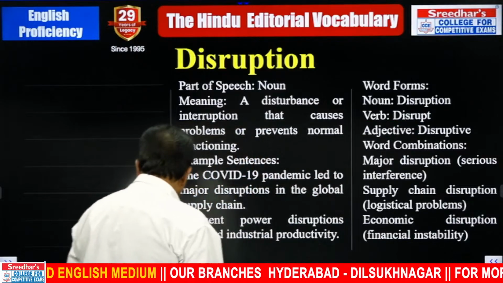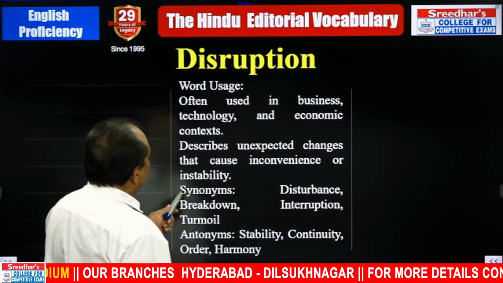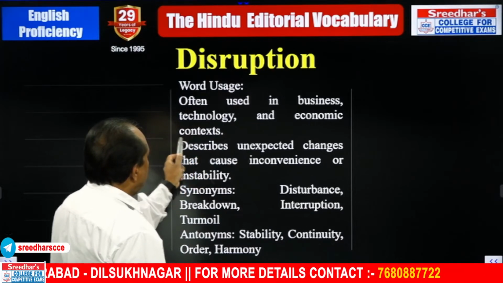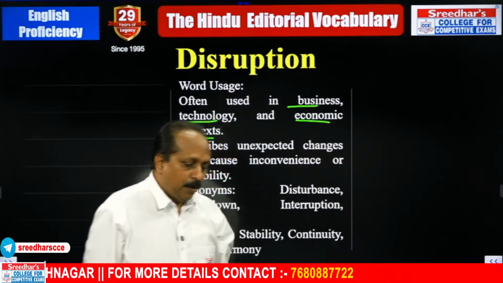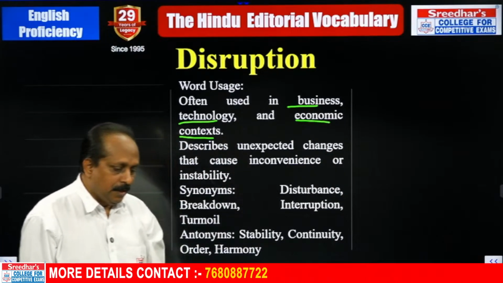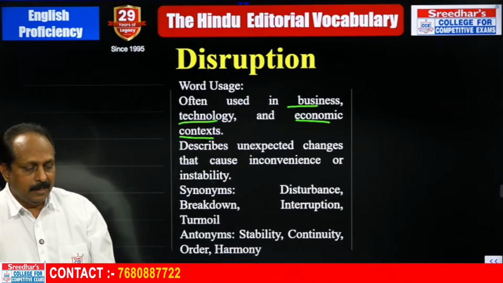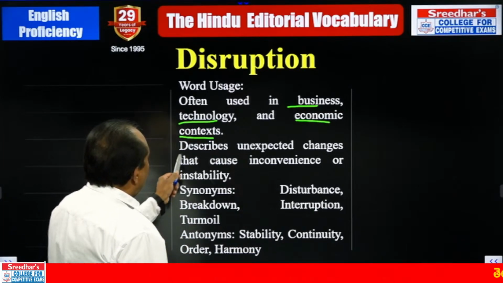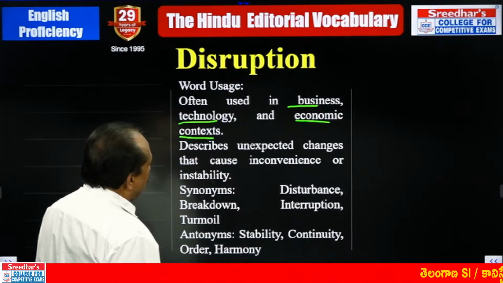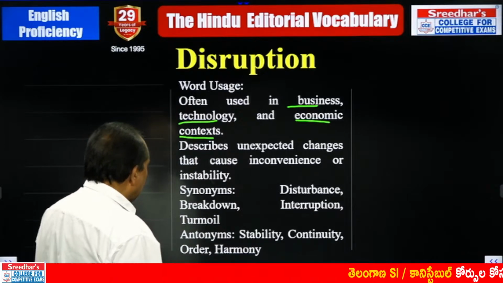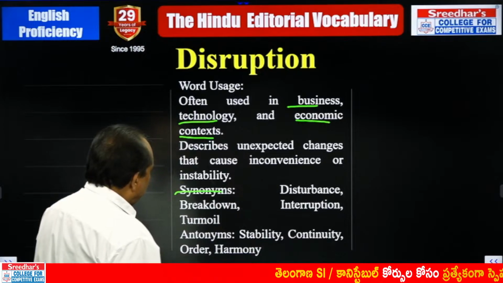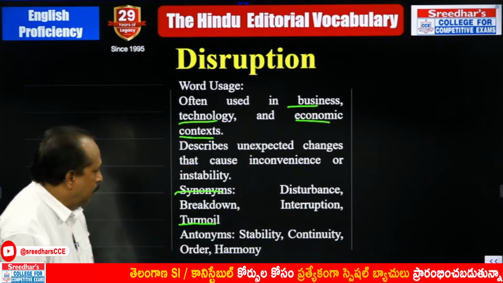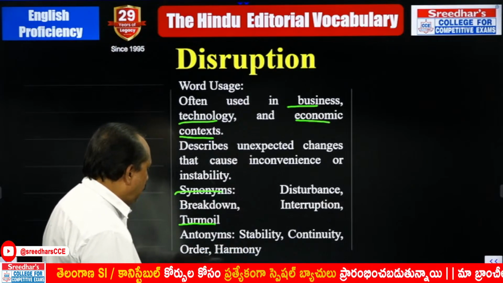And it's not over. Next slide also we have word usage. Where do we use the word disruption? Often used in business, technology, and economic contexts. And also with power, do remember, turbulence means a disturbance, turmoil. You can think of that word as well. Impact of disruption describes unexpected changes that cause inconvenience or instability. What are the synonyms? Disturbance, breakdown, interruption, turmoil, an important word. And antonyms: stability, continuity, order, harmony.